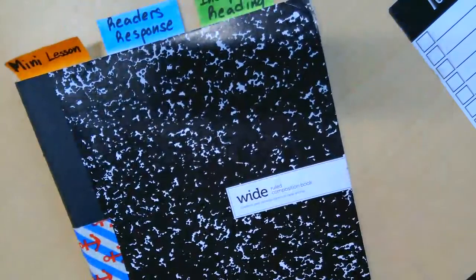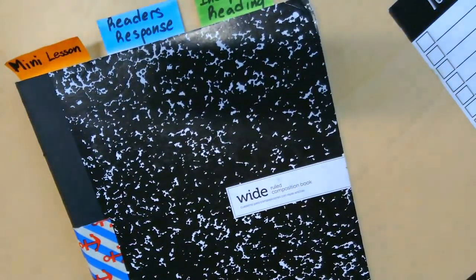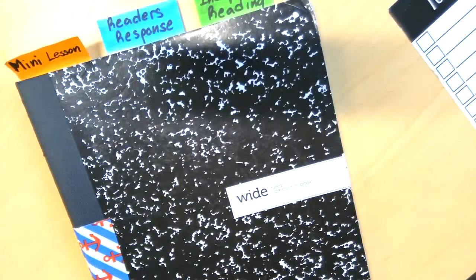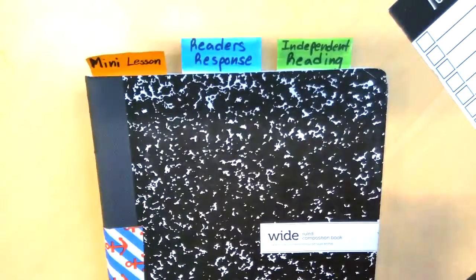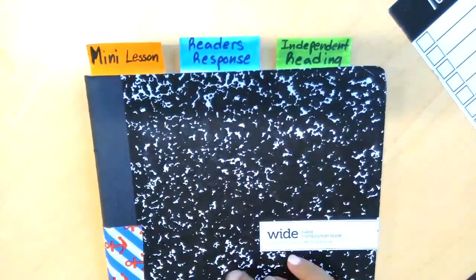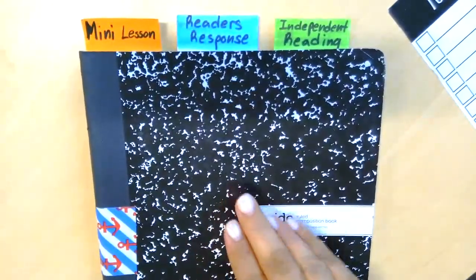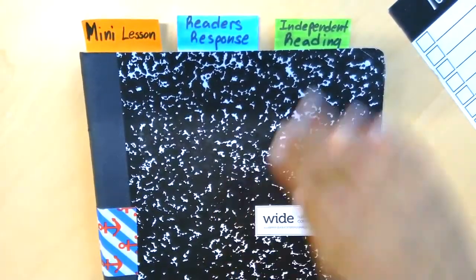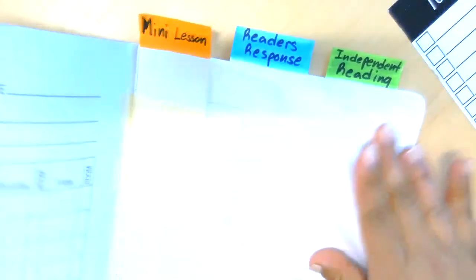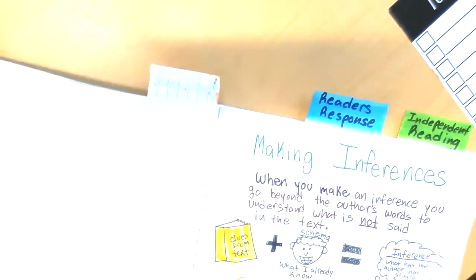Hello. Okay, so today our objective is readers will make inferences and use evidence to support understanding, as well as schema, which you already know. Okay, so you're going to need your mini lesson. You're going to need your reader's response notebook just to look at our making inferences anchor chart, okay?